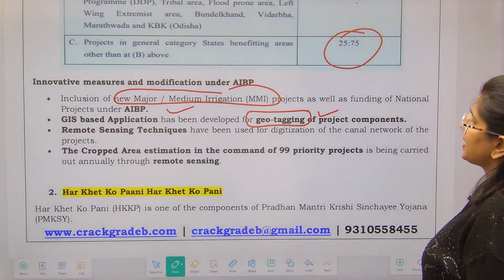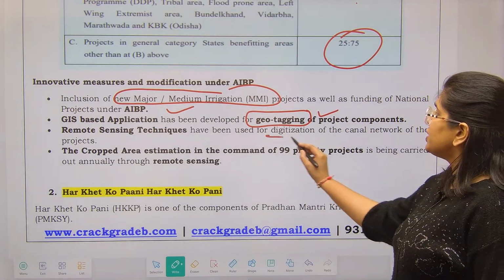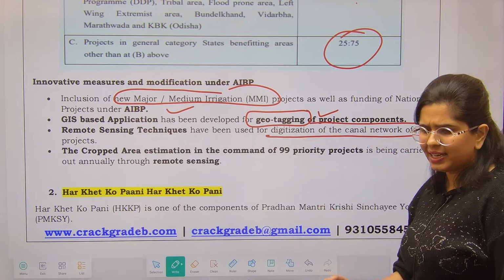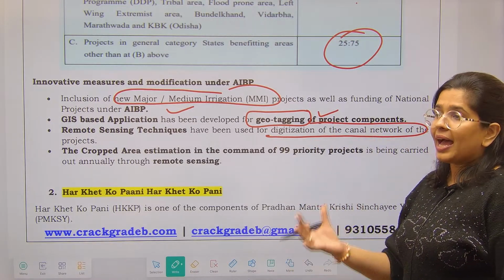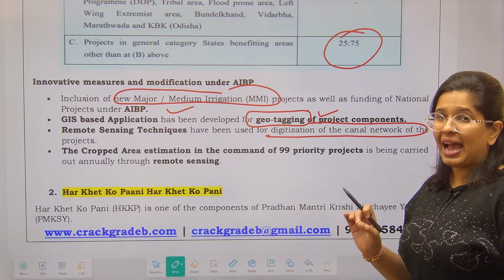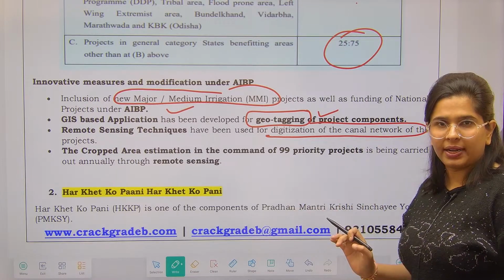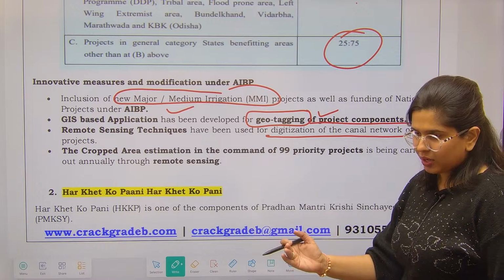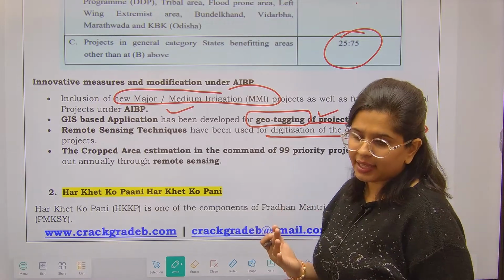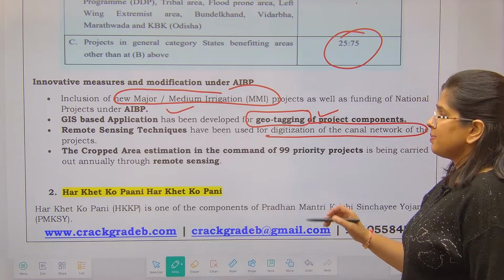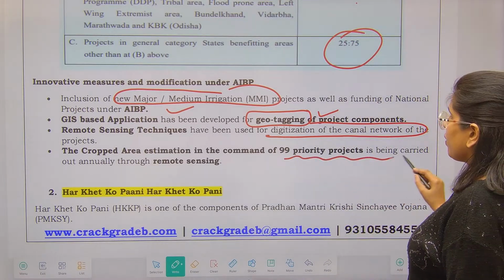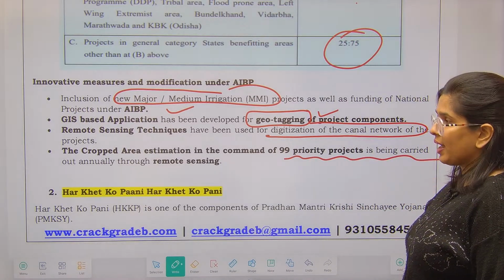Remote sensing techniques have also been used for the digitization of canal network. Basically, whatever kind of work you are doing, that should have a digital footprint as well as a locational footprint. Okay, you should also know its location, digitally where that thing is lying. Cropped area estimation in the command of 99 priority projects is being carried out annually.